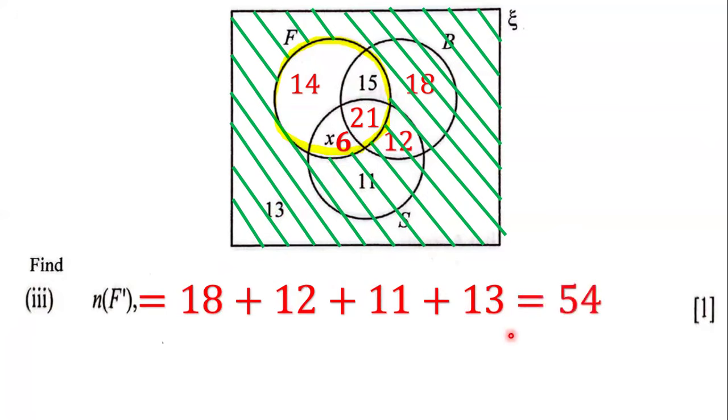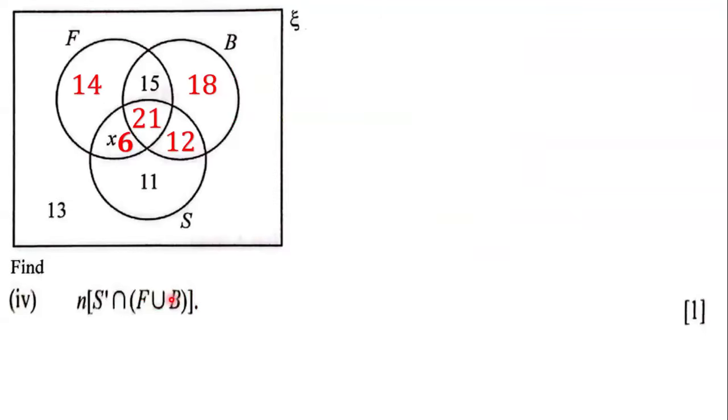And that gives us 54. So that means that the answer here is definitely 54. Now for this one, we want to figure out the number of elements in S complement intersect F union B. So S complement intersect F union B.